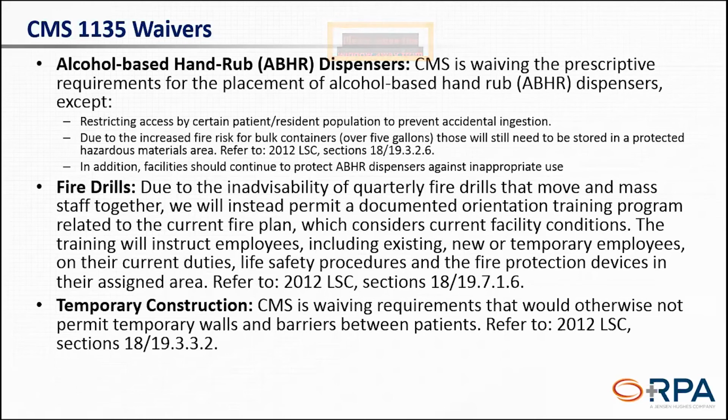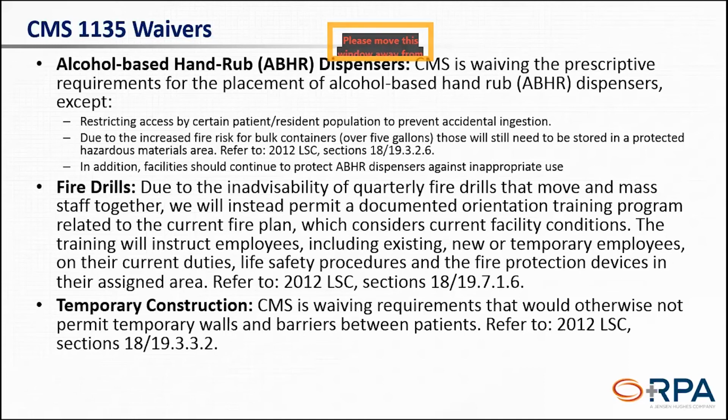Alcohol-based hand rub dispensers, we're able to put those in places that maybe we couldn't put before, but we still want to consider where we're putting those, so we're not putting them in an area or a resident population that might provide accidental ingestion. Sometimes that's the behavioral health units, maybe a dementia type of unit.